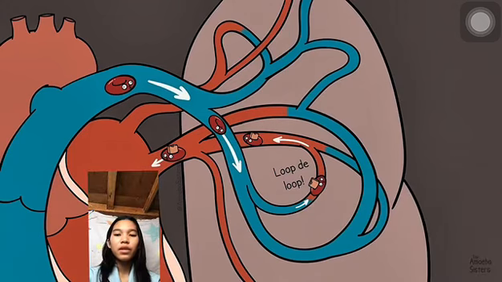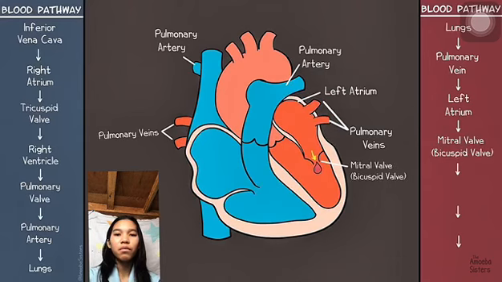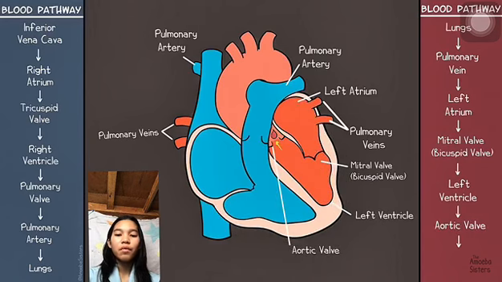The oxygenated blood travels through the pulmonary vein to the left atrium. The left atrium contracts, and the blood travels through the mitral valve, known as the bicuspid valve, into the left ventricle. The left ventricle contracts and pumps the blood through the aortic valve and out to the body through the aorta.